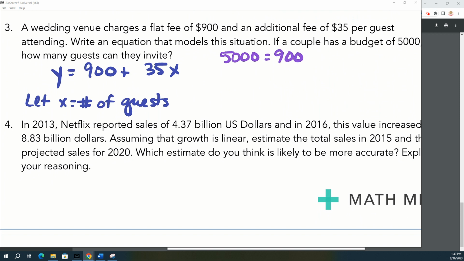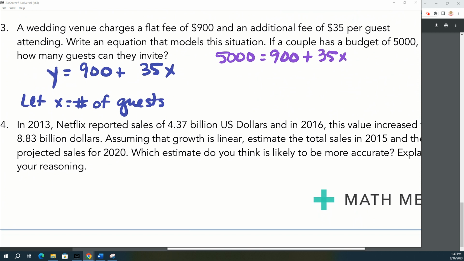It's 5,000. It's not 500. I said the wrong thing. That's a Y. That's how much they can spend. That's their budget, $5,000. I just kept saying the wrong thing. We're looking for how many guests?